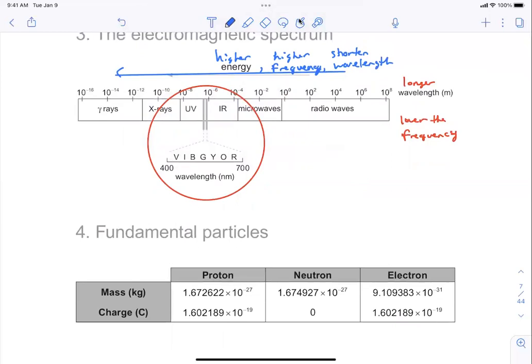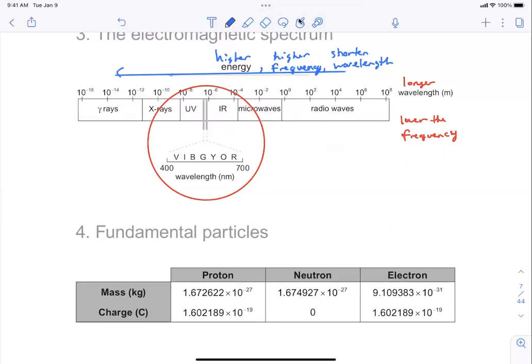Correct. So radio waves have the lowest energy, the longest wavelength, and the lowest frequency. That's what allows radio waves to travel long distances and transmit music and broadcasts, because they don't take a lot of energy and they can cover a long distance with each wave.